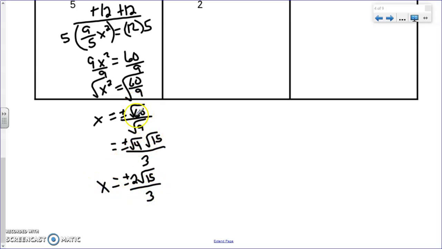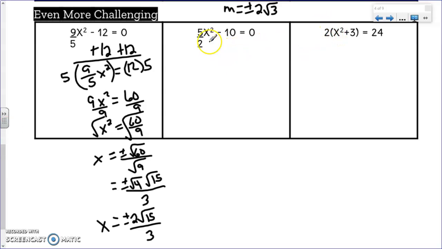If you're still struggling with breaking these radicals down, then you need to make sure you go and do some practice or get with me for practice. All right, so you try this one, we work the same way. Let's look at this one.